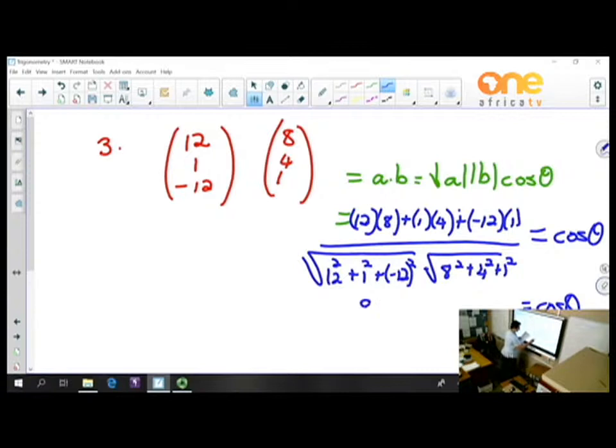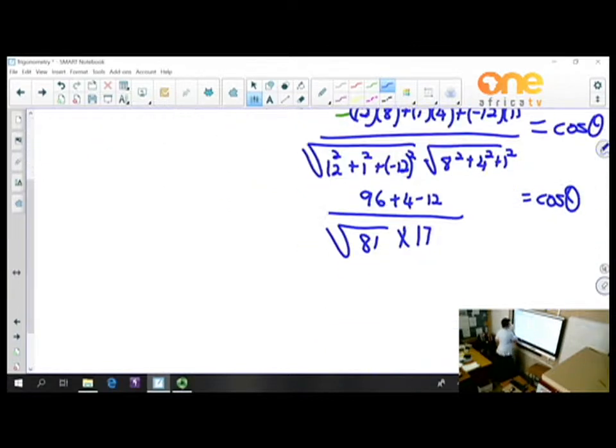So this is then 96 plus 4 minus 12 over the square root of 81 times 17. We already got the square root there. And then second function cosine, and the answer of theta is 54.9 degrees. So it works exactly the same with the 3 dimensions. Right, the next one is now number B.